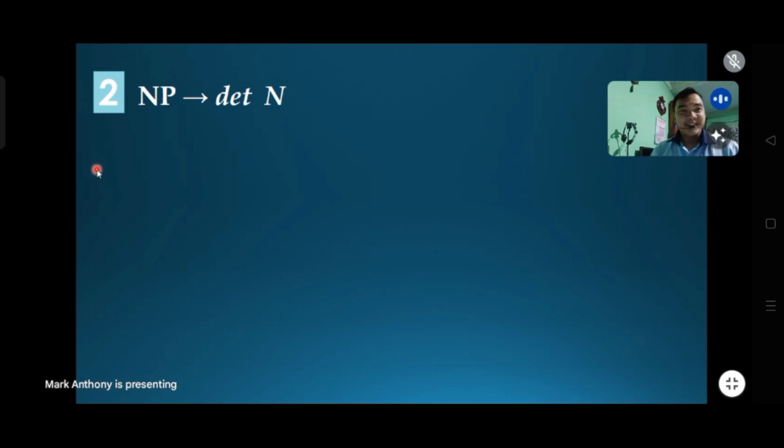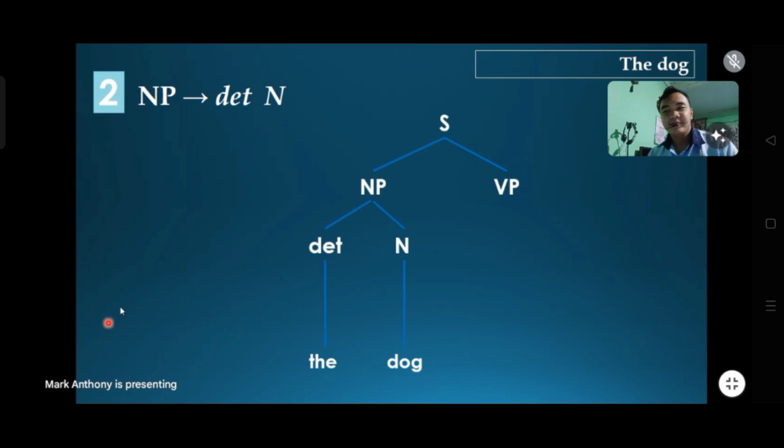So what we have here is the second phrase structure rule, which emphasizes the noun phrase. As we can see here, a noun phrase consists of a determiner and a noun. So for example, we have here "the dog." As basic as that, the dog. So let us try to create a phrase structure tree out of this.